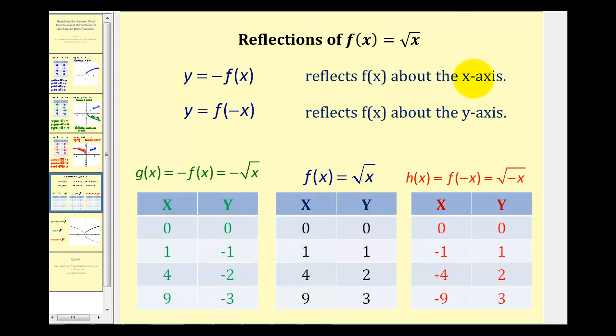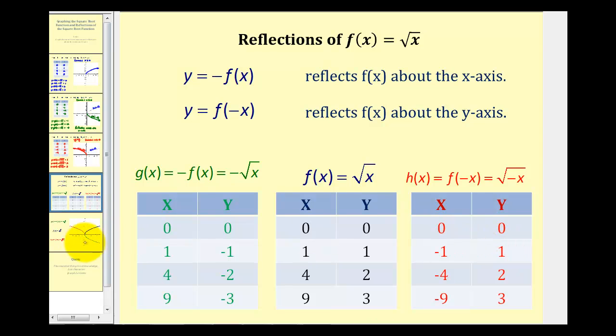x-axis. And then if we have y equals f of -x, changing the sign of the x-coordinate, this reflects the function across the y-axis. This is our function in red, h of x equals f of -x, which equals the square root of -x. This changed the sign of the x-coordinates, and therefore was a reflection across the y-axis.